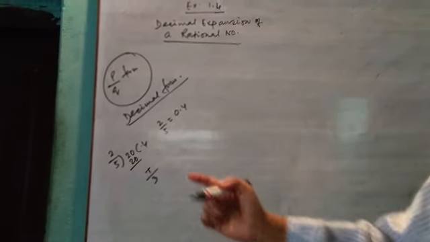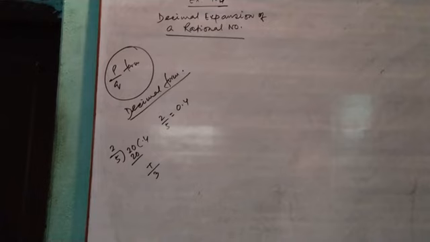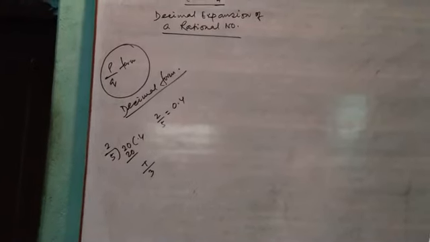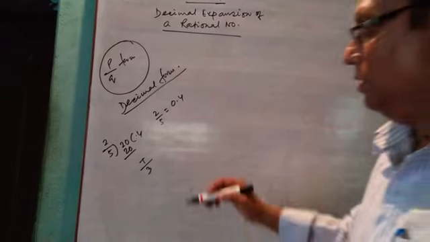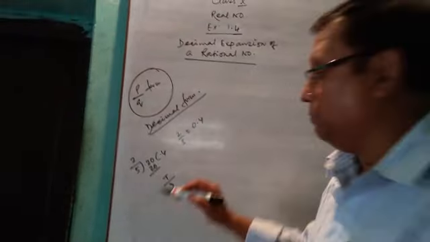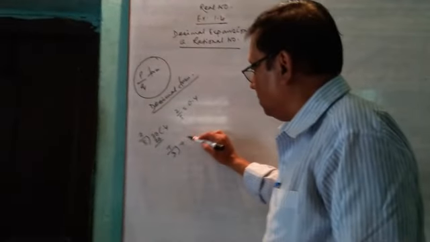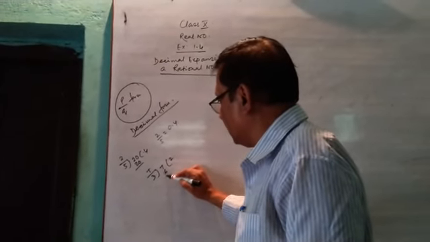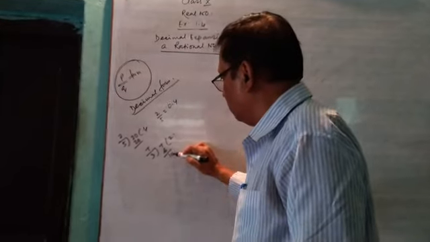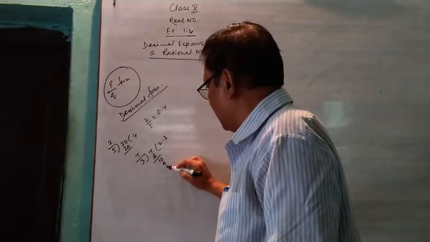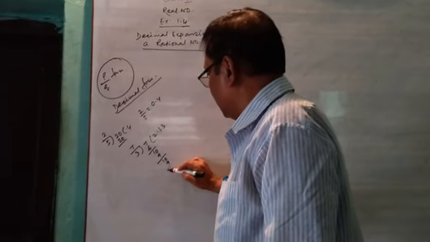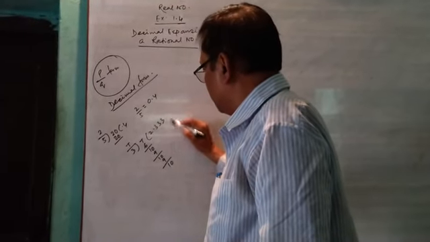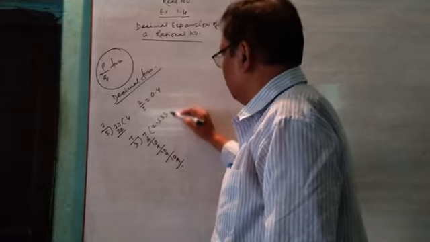Take another example, 7 by 3. The p by q form is 7 by 3, and this is a rational number because 7 and 3 are both integers and 3 is not equal to 0. And what will be its decimal form? We will simply divide 7 by 3. 7 2s are 6, 1.0, 3 3s are 9, 1.3, 3 3s are 9, 3 3s are 9. It will go on.